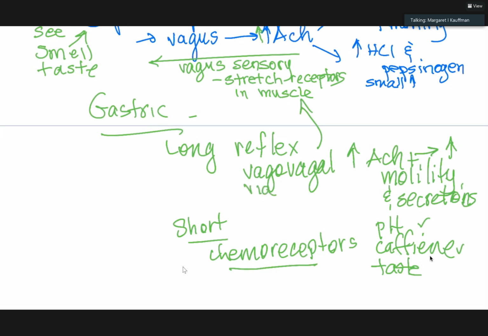Put by a stretch here. Okay, so I'm putting these a little bit into two categories. There's long reflexes and there's short reflexes, which she mentioned. So the stretch reflexes act through a long reflex, that is the vagovagal reflex, that's these stretch receptors, to increase ACH. We talked about that a moment ago.